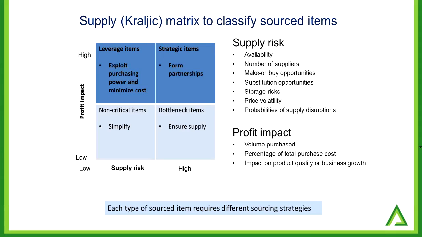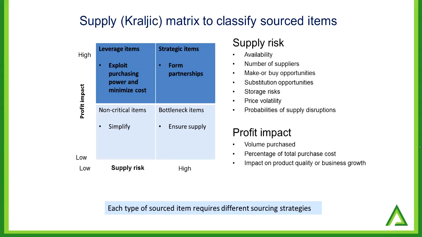Why it is important for companies to do this kind of analysis for the items and the ingredients they buy is to have different types of sourcing strategies. So what we mention here is for the non-critical items, the focus will obviously be on simplifying the purchasing process. For bottleneck items, the focus will be on ensuring supply. For leverage items, the focus will be on exploiting purchasing power and ensuring that we get the minimum price. And for strategic items, obviously, it's long-term partnerships and more collaborative relationships and joint development and so on.